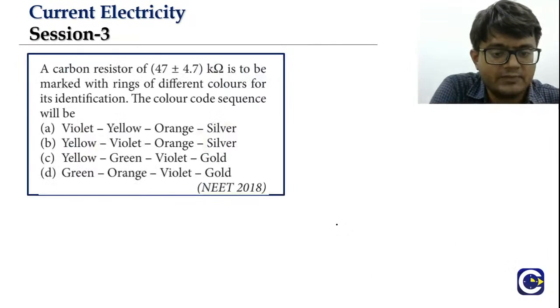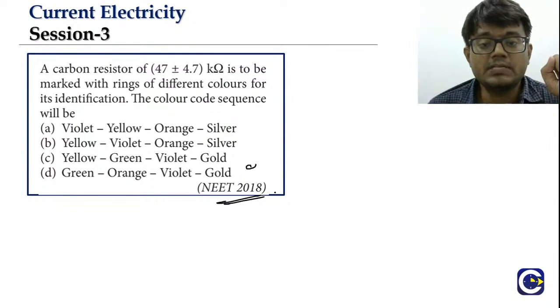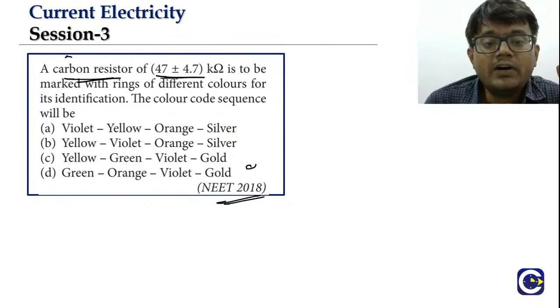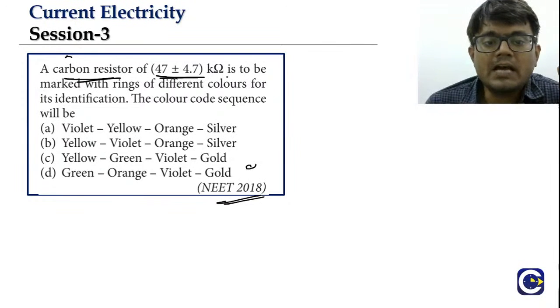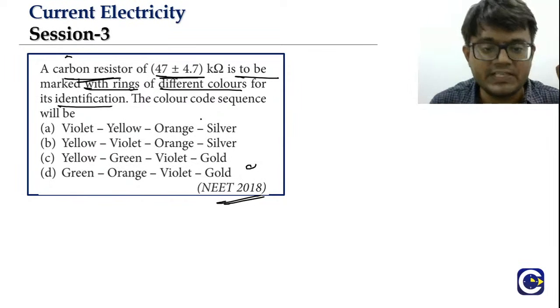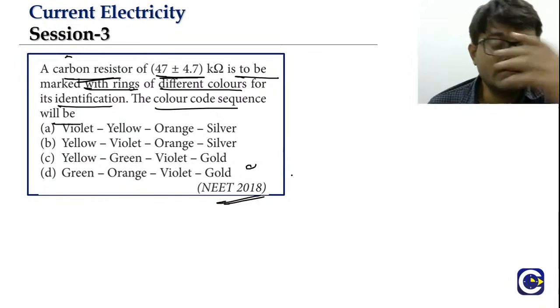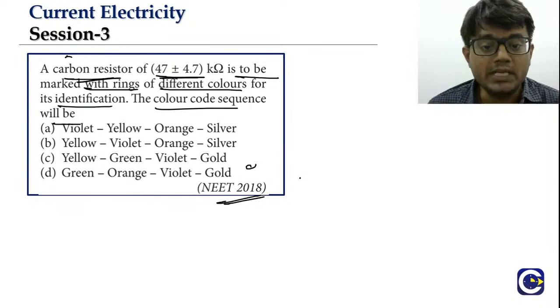Let's see what kind of questions we'll have. Look here, this is the question that came in the 2018 paper. A carbon resistor of value 47 plus or minus 4.7 kilo ohms is to be marked with rings of different colors for identification, that is the color coding. We have to tell what the color coding sequence is. When we attend these questions, we should always remember that mnemonic.